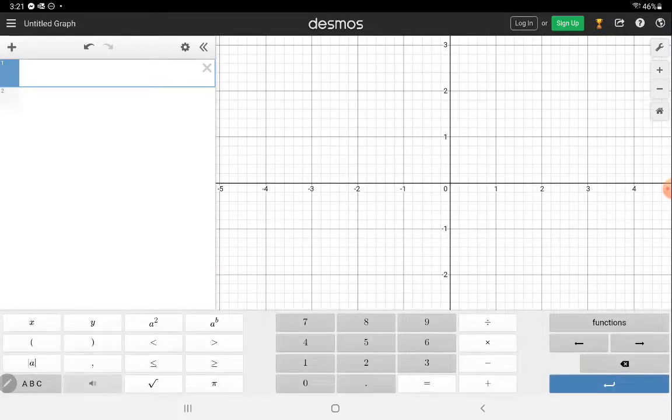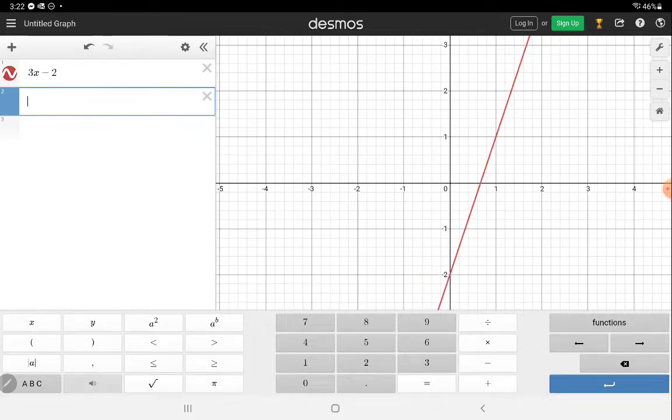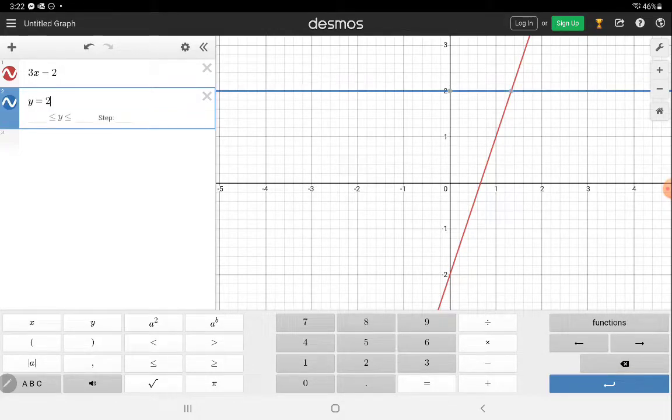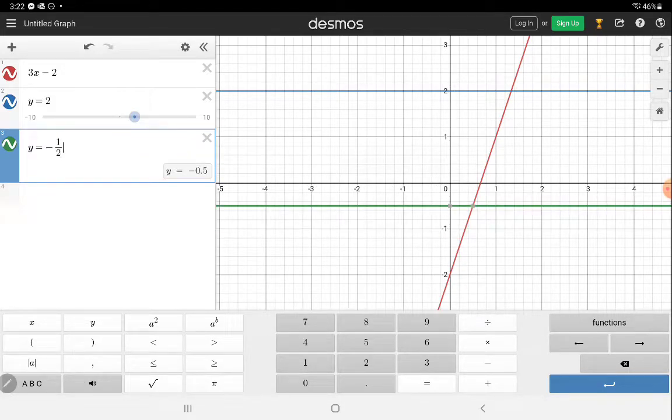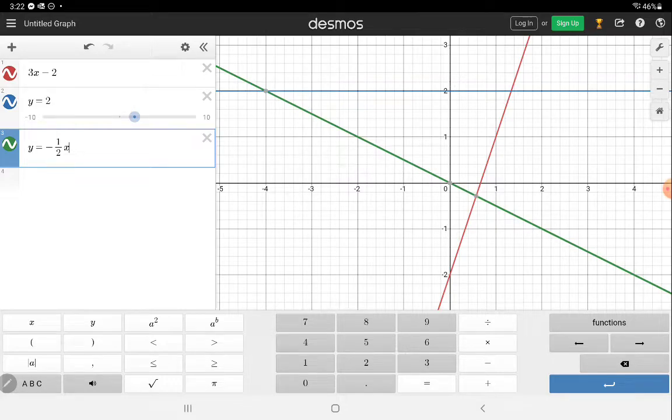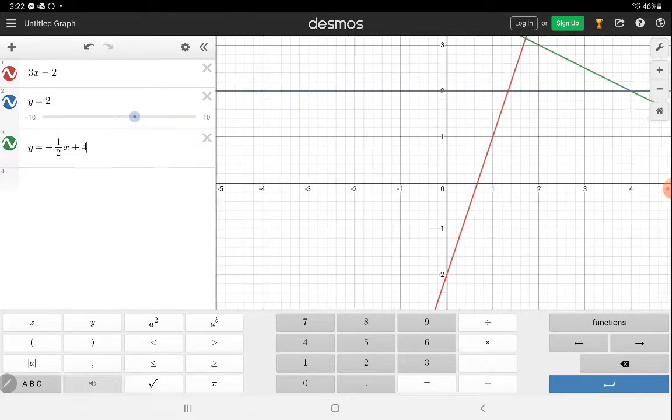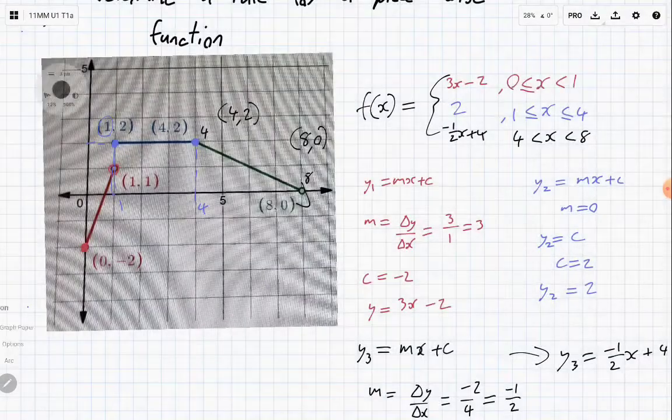So our first function was 3x minus 2. Our second function was y equals 2. And our third function was, what was it? It was y equals negative a half x plus 4, I think it was. Let me just double check. Yeah, negative a half x plus 4.